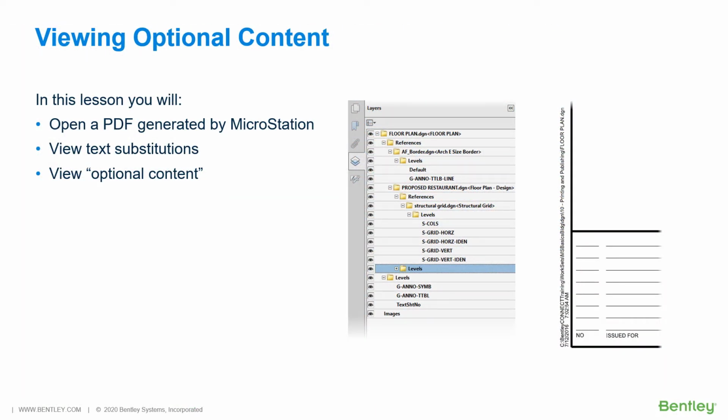In the previous lesson, the floor plan for our project was printed to a PDF file. The driver used to print the PDF file had optional content enabled, providing access to file and level information from within the printed PDF. In this lesson, we will view the PDF and the enhanced capabilities that were made available by enabling optional content.